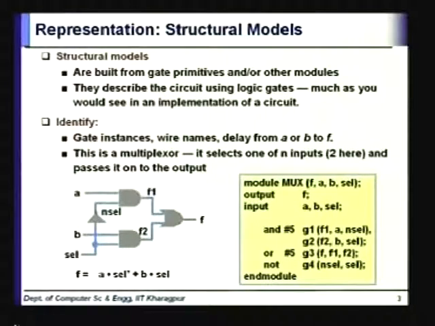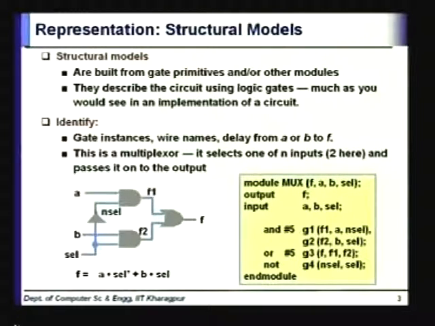So what are structural models? These are built from gate primitive modules. It actually describes the circuit at the structural level, not in terms of a behavioral model. So we don't have things like if-then-else or for loops here. We have gates, their interconnections, modules which contain gates, and then interconnection between modules and things of that nature. They describe the circuit using logic gates, much as you would see in an implementation of a circuit.